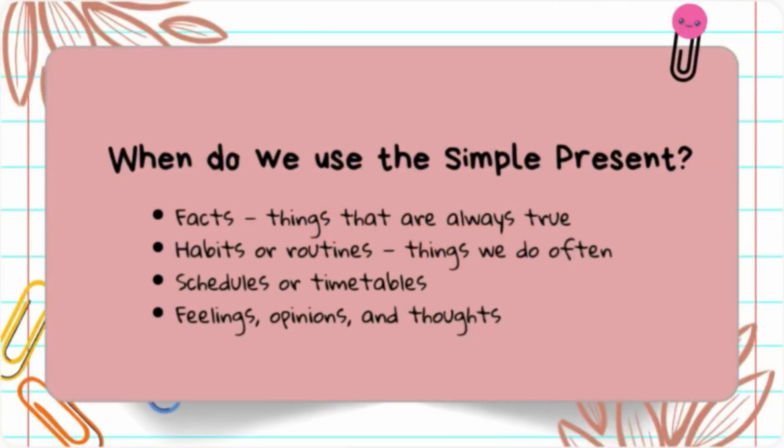When do we use the simple present? We use it to talk about facts, things that are always true. Example, the sun rises in the east. Habits or routines, things we do regularly. Example, I brush my teeth every morning. Schedules or fixed times, things that follow a timetable. Example, the train leaves at 7 a.m. Feelings, opinions, and thoughts. Example, I like chocolate.